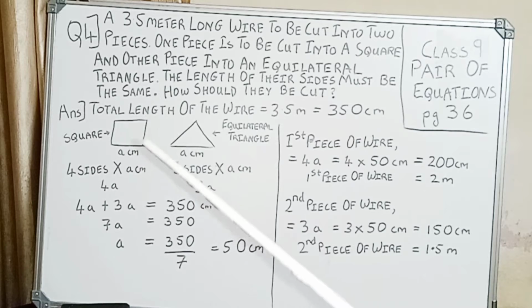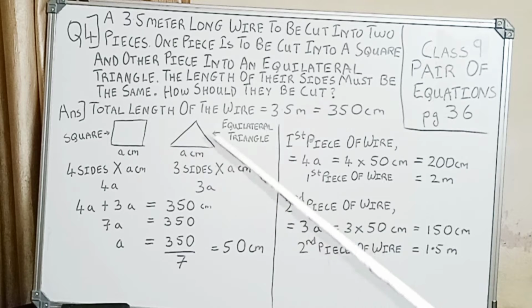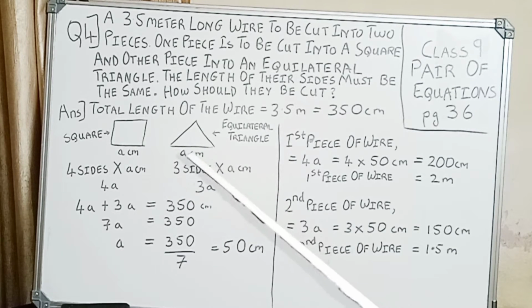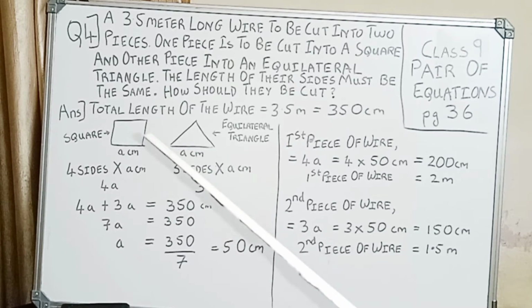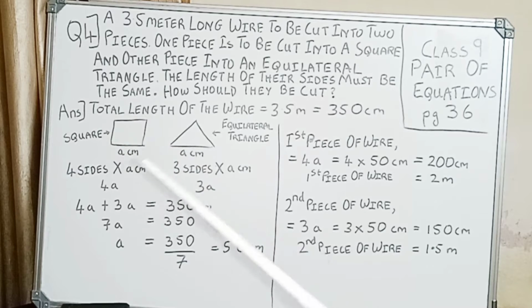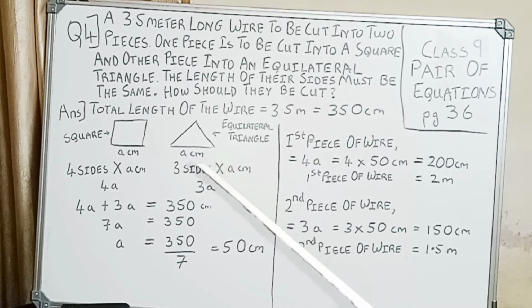You can see this square has equal sides. Let it be a centimeter. Then this equilateral triangle also has the same length, a centimeter. As you are aware, the square's outer side will give you 4 times the side, because all the 4 sides are equal, into a centimeter. And an equilateral triangle will have 3 equal sides, into a centimeter. So the square will give you 4a, and the equilateral triangle will give you 3a.